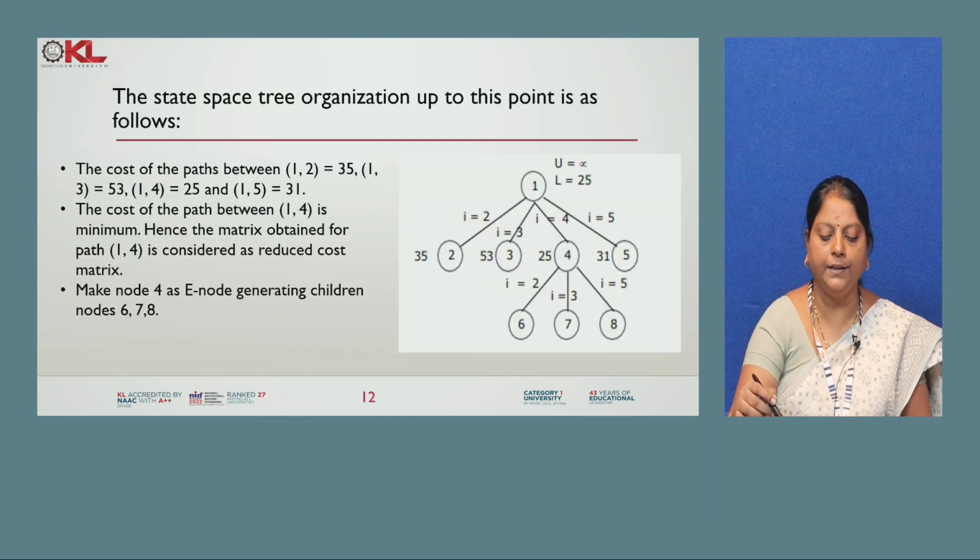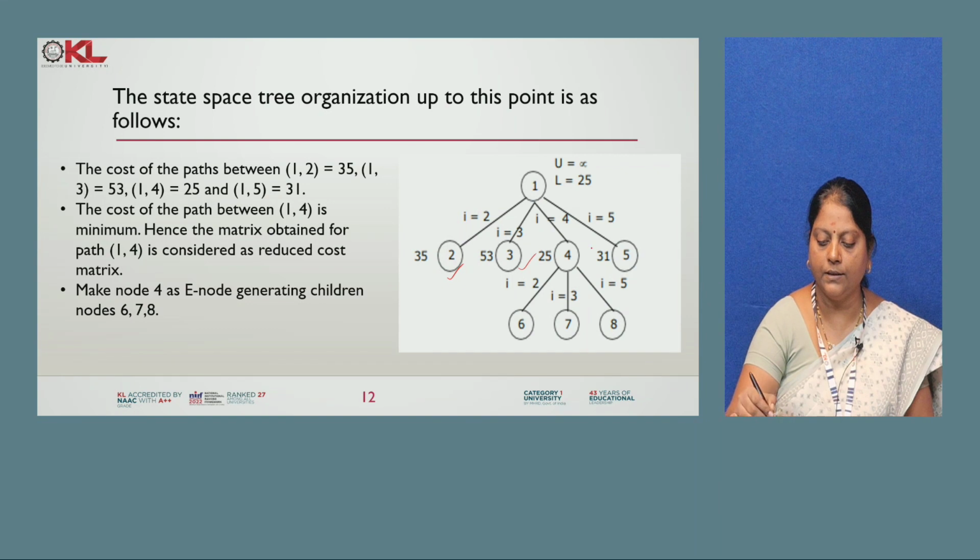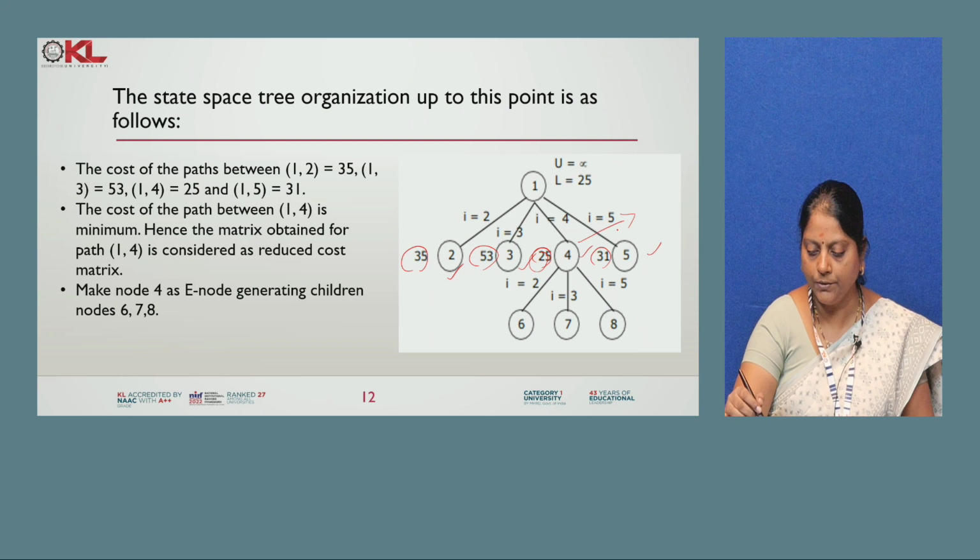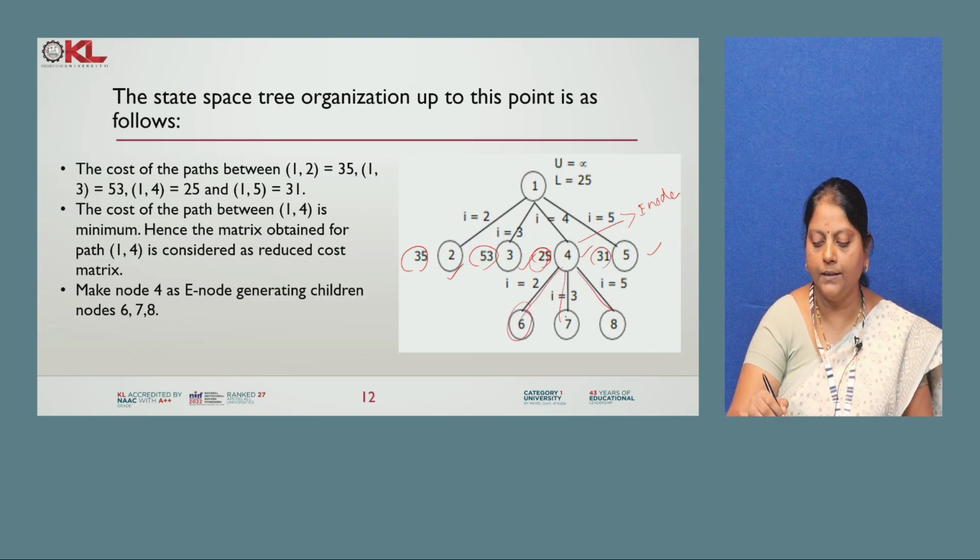So after finding the cost for each child, we have to associate the cost with its children. What is the cost of 2? That is 35. Cost of node 3 is 53, 4 is 25, and 5 is 31. Among these 4, which one is minimum? 25 is the minimum. So now this node is expanded by generating its children, that is the E node. Then 4 becomes the E node, and it is expanded by generating 3 children.